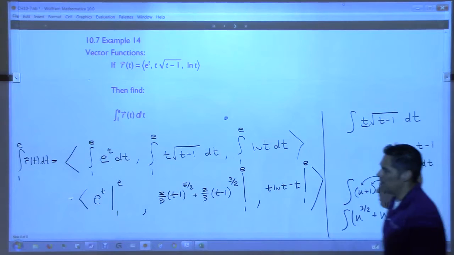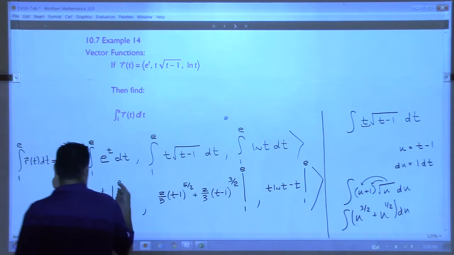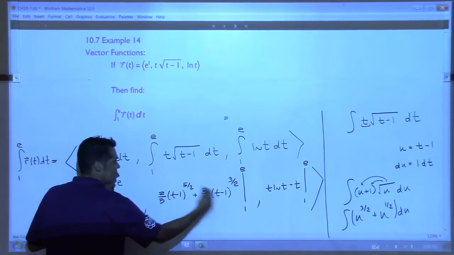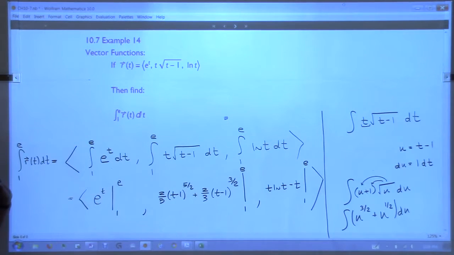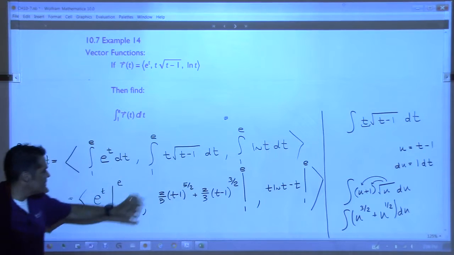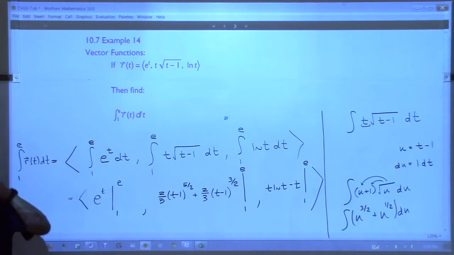I think I'll stop at this point because all you would have to do is just plug in, plug in, plug in. You get some nasty looking numbers, but you just leave it. Okay, you'll have a number here, a number here, a number there. And so that vector is the definite integral. Questions or anything on that?